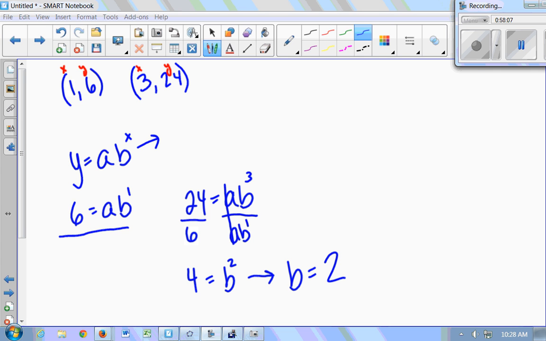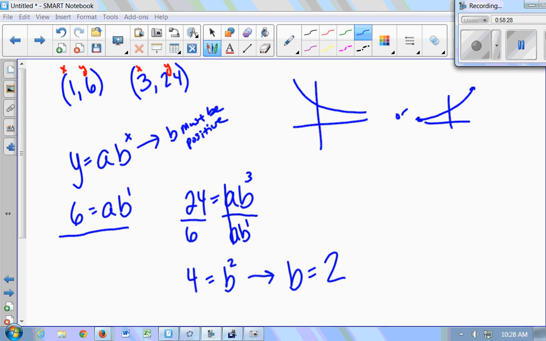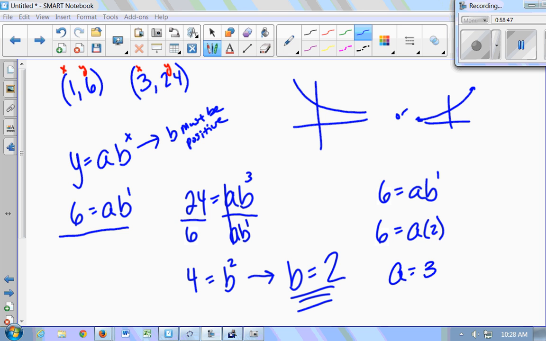Part of our definition of an exponential function is that b must be positive. That was part of the definition. So any a times b to the x has to look something like this or like this, right? Never goes negative. So b can't be negative. So b has to be 2. And then you go back to your other equation, 6 equals a times b to the first. Plug in a 2 for the number you know. 2 to the first is just 2, and solve for a, and you get 3. So my equation is y equals 3 times 2 to the x.